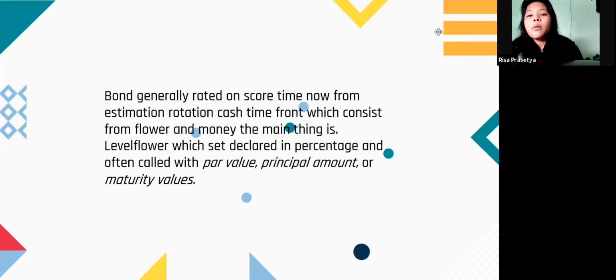Next, bonds are generally rated on their time value. Now, from the estimation of present value, which consists of interest and principal, the main thing is the level of interest, declared in percentage, and often called par value, principal amount, or maturity value.